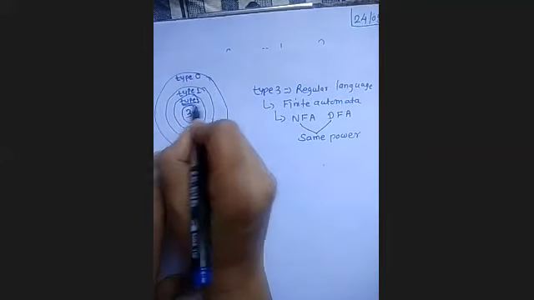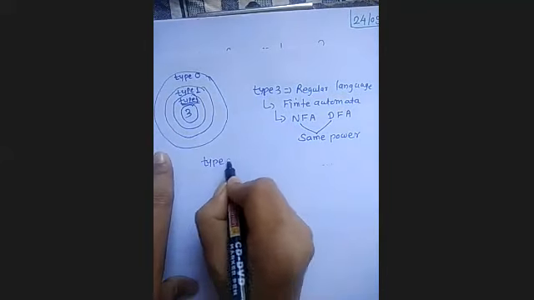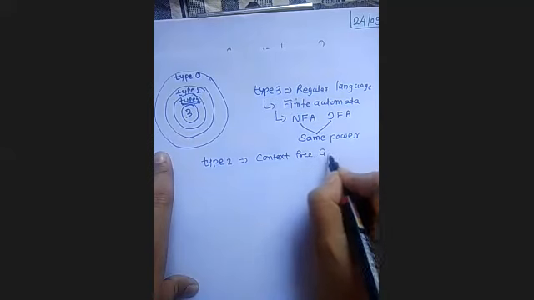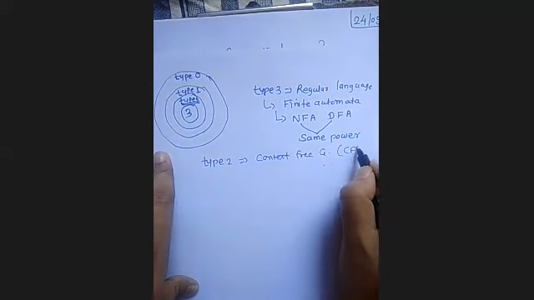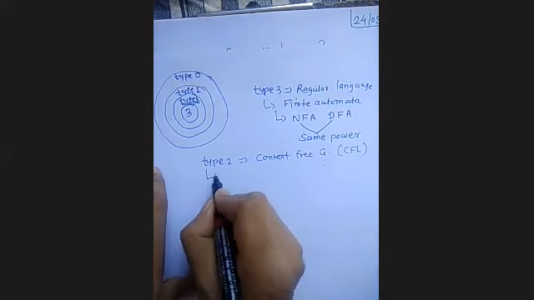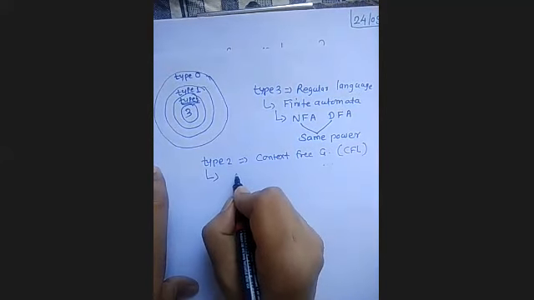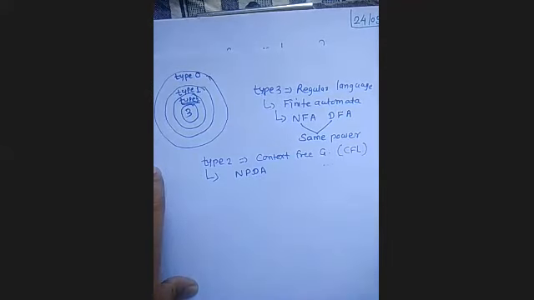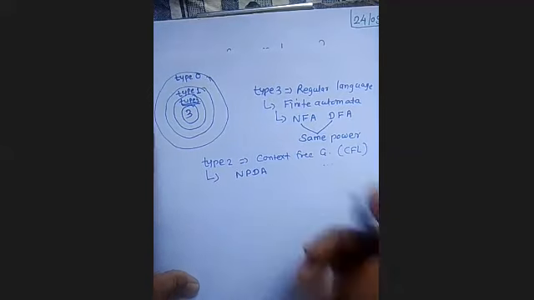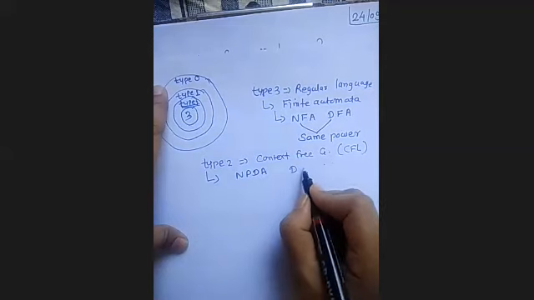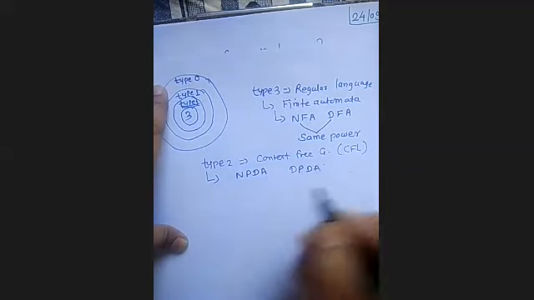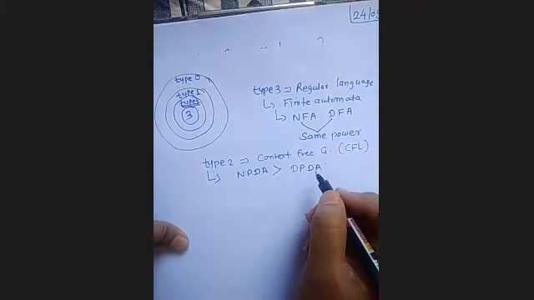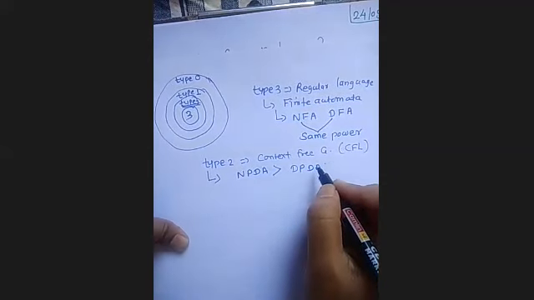Then we have seen type 2. What is type 2? Type 2 is a context-free grammar, and the language accepted by this is known as CFL. This type 2 is accepted by the non-deterministic push-down automata, NPDA. Here there are two types, again NPDA and DPDA. Which is more powerful? NPDA is more powerful. Just now we have seen NPDA is more powerful than the DPDA.